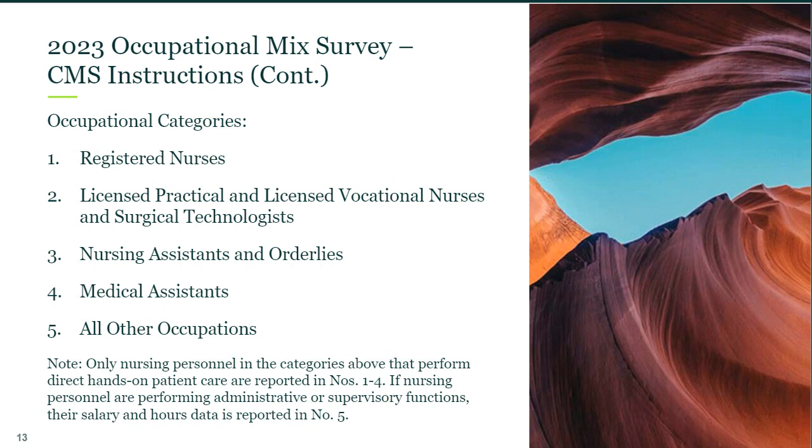The fifth category is the all other occupations. This is considered all non-nursing employees in the IPPS reimbursable cost centers and outpatient departments that are included in the wage index. This category would include the wages and hours of nurses that function solely in administrative or leadership roles and do not provide direct patient care themselves.